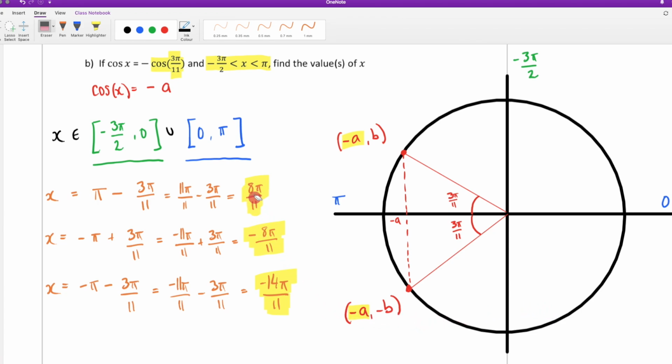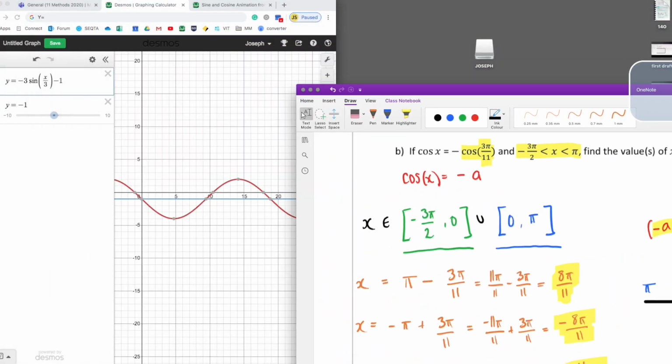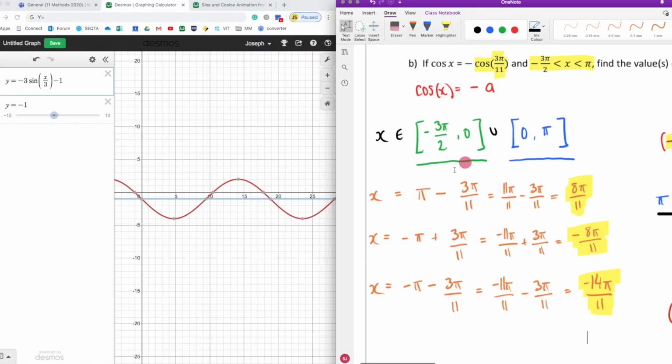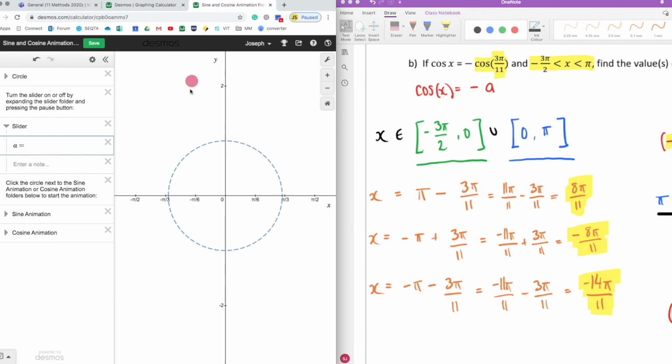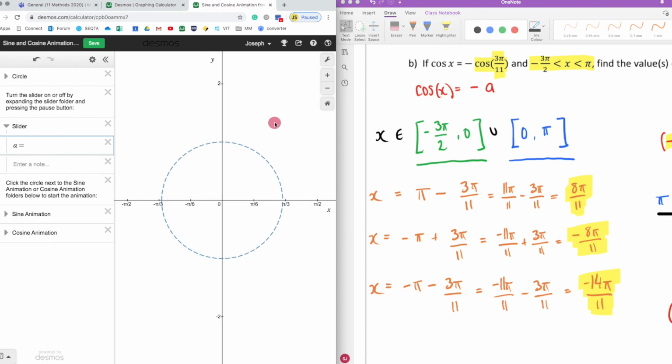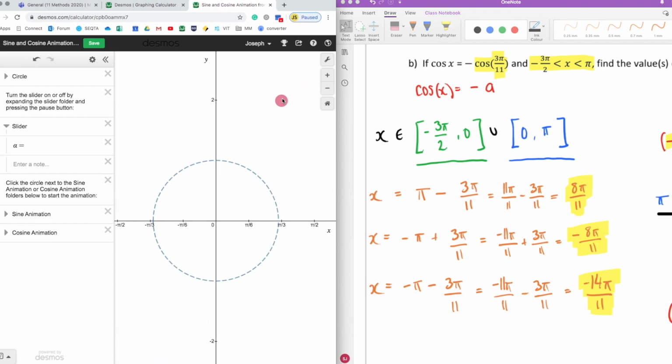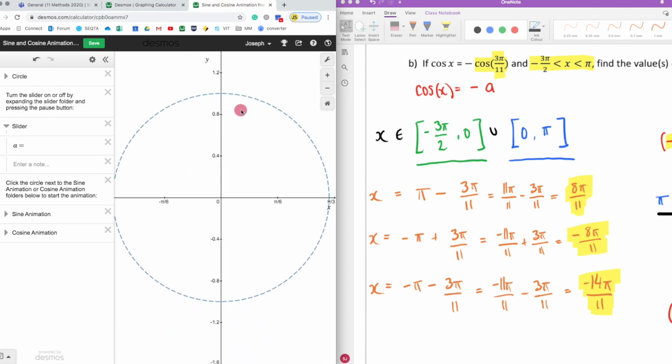But these values, 8 pi on 11, all of them are going to give me this negative a. And I just want to prove this to you a bit more. So if you're saying, I get it now, Mr. S, you don't need to explain it anymore, you can click off, but I just want to really hammer home this point. Let me come over here. Let me bring up this. Here is my unit circle. Let me zoom in a bit less.